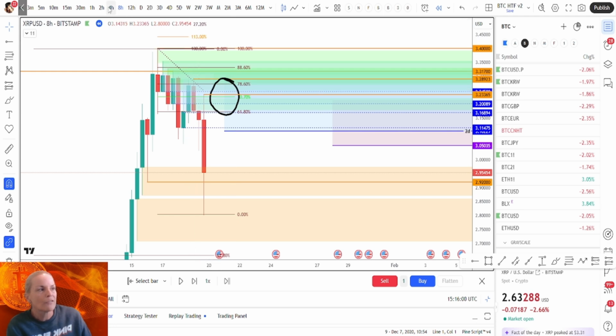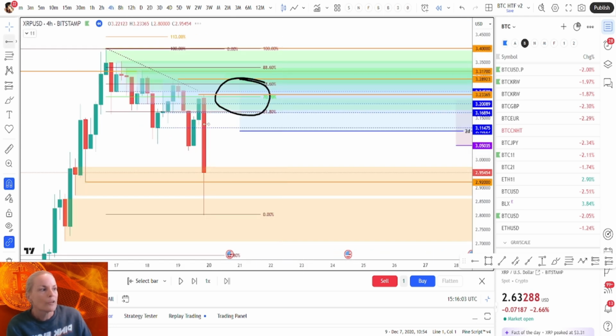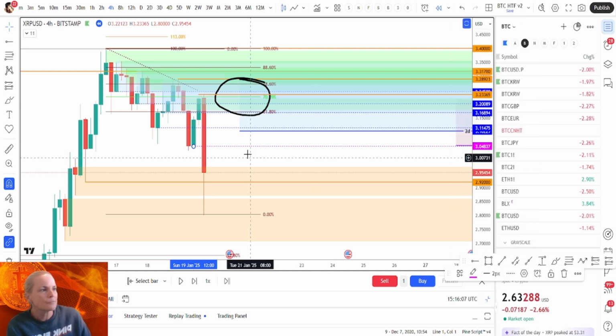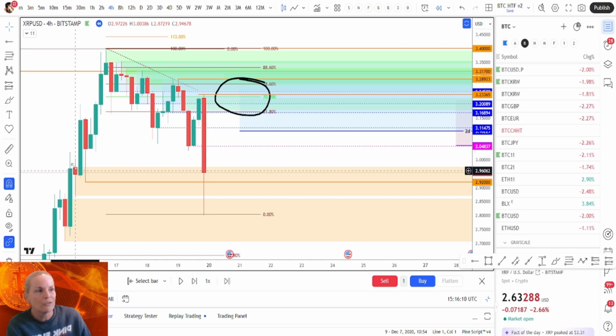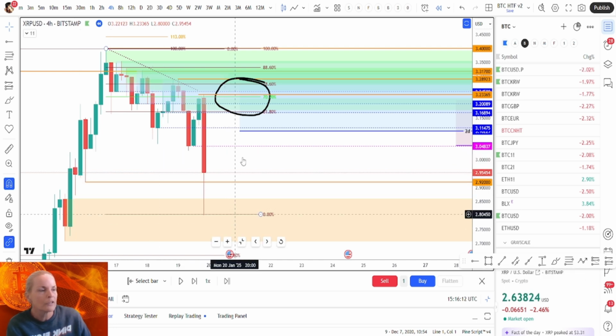Might get a rejection off there. There's also potentially going to be a 4-hour depending on the close of the candle here. So I'm just continuing to mark out all the levels. I'm going to delete this because we've gone through it.